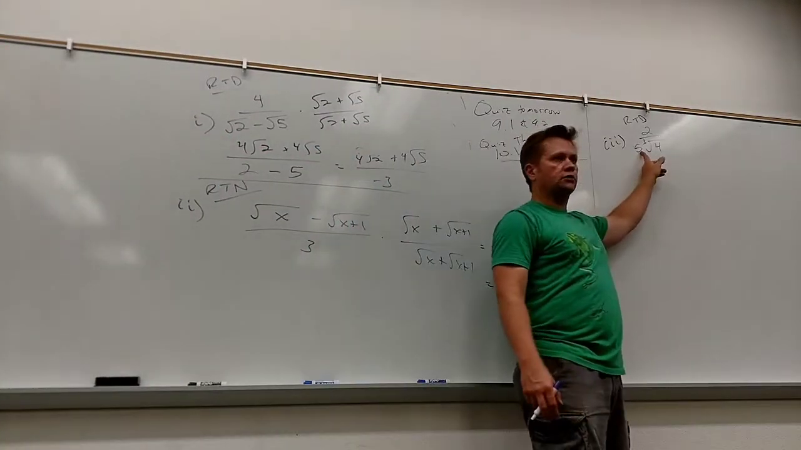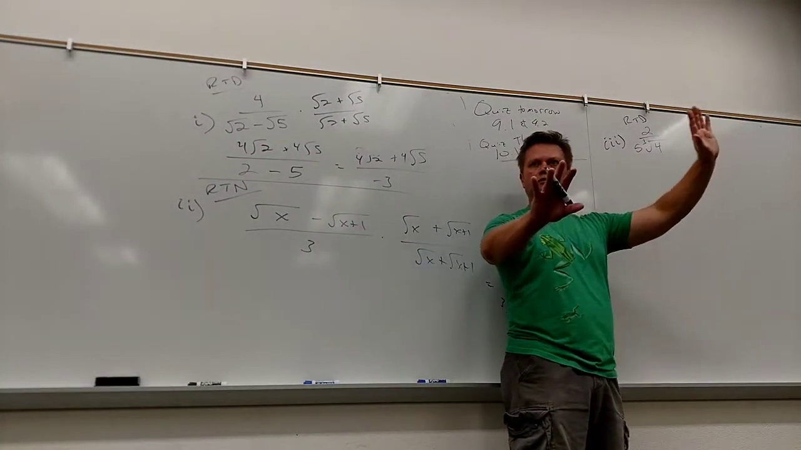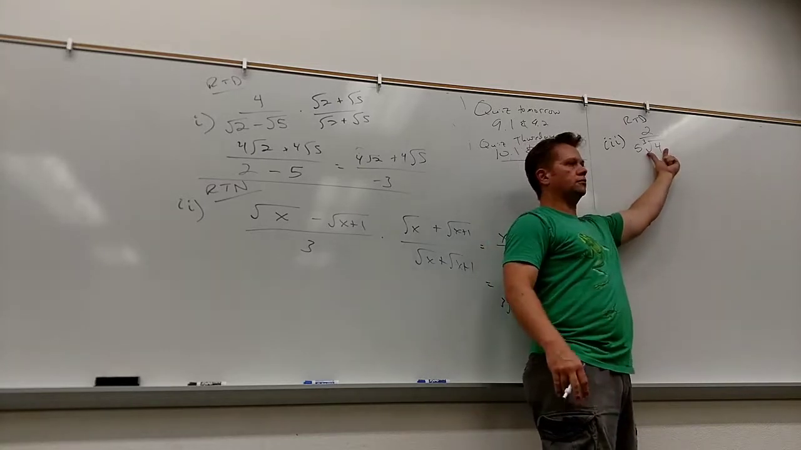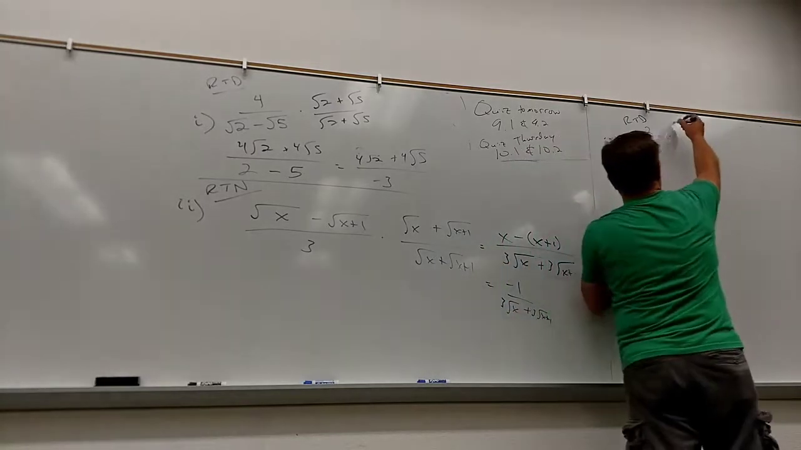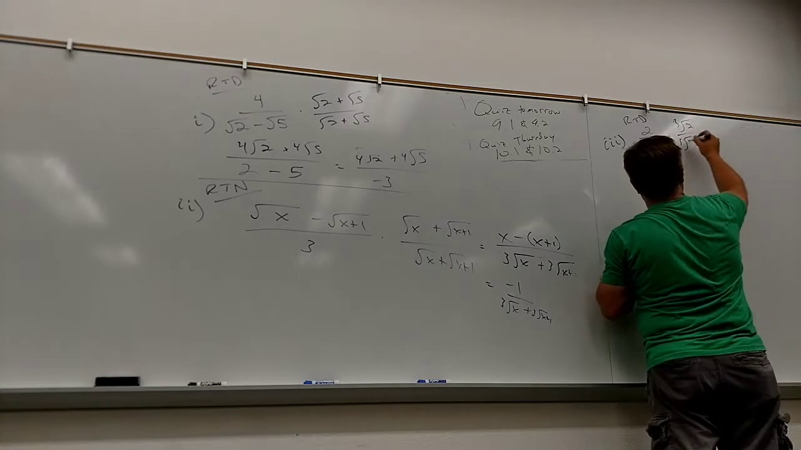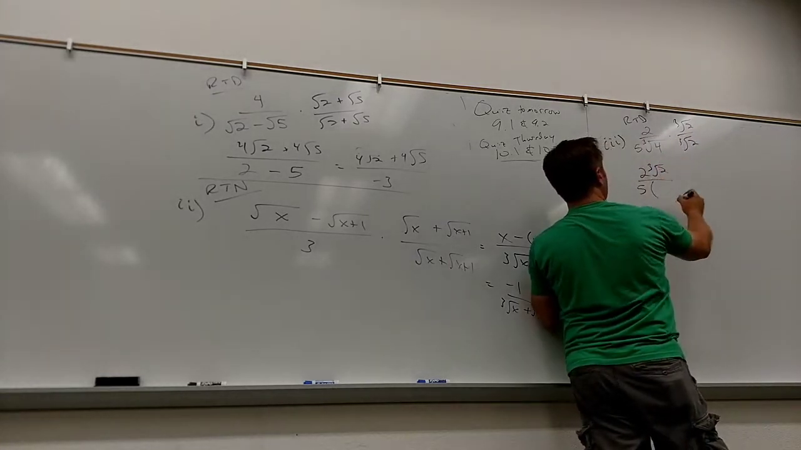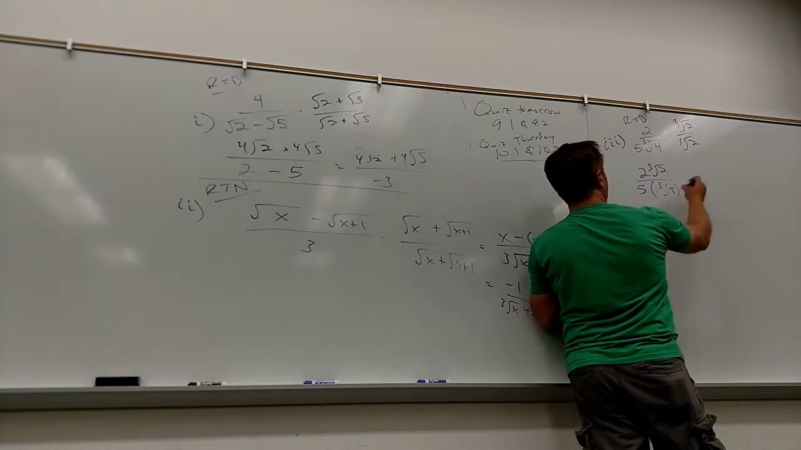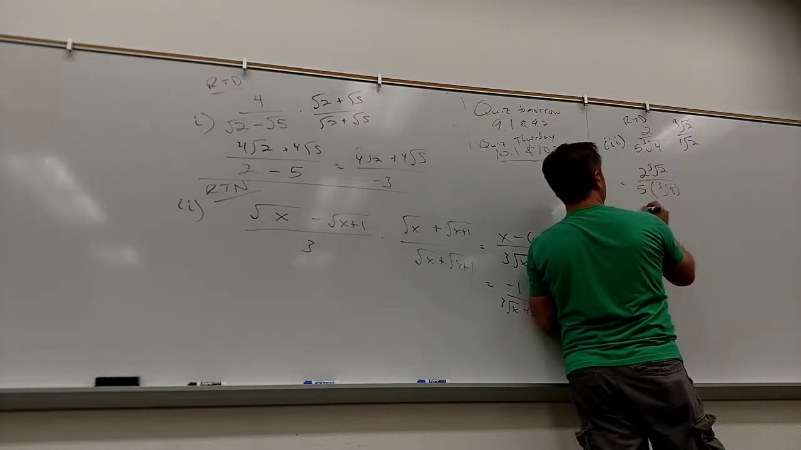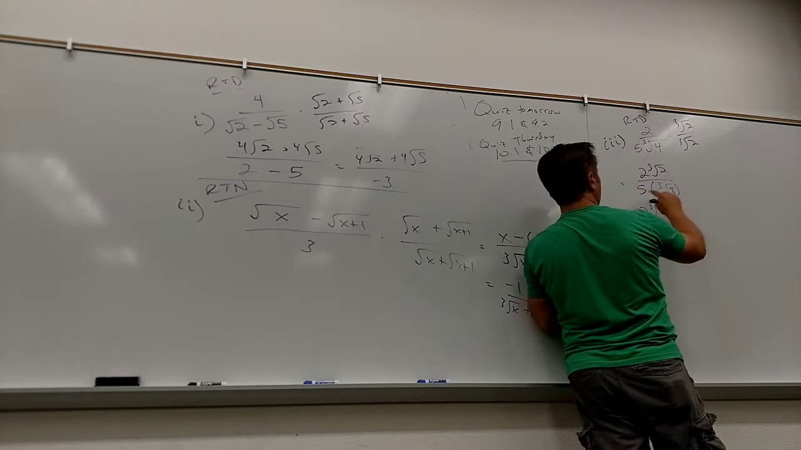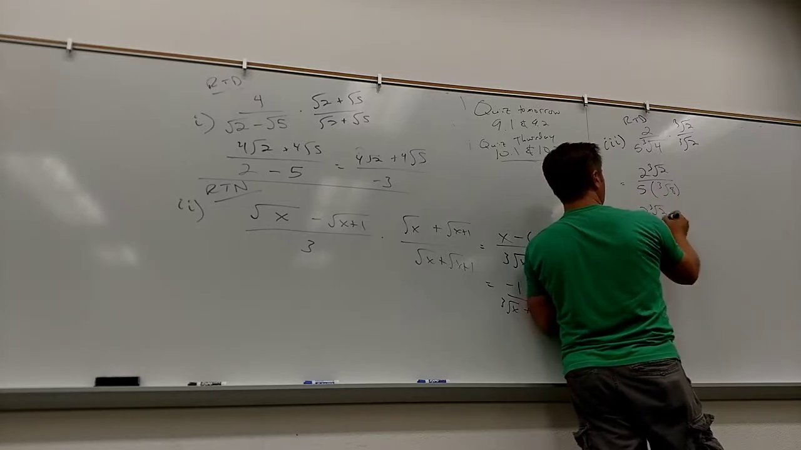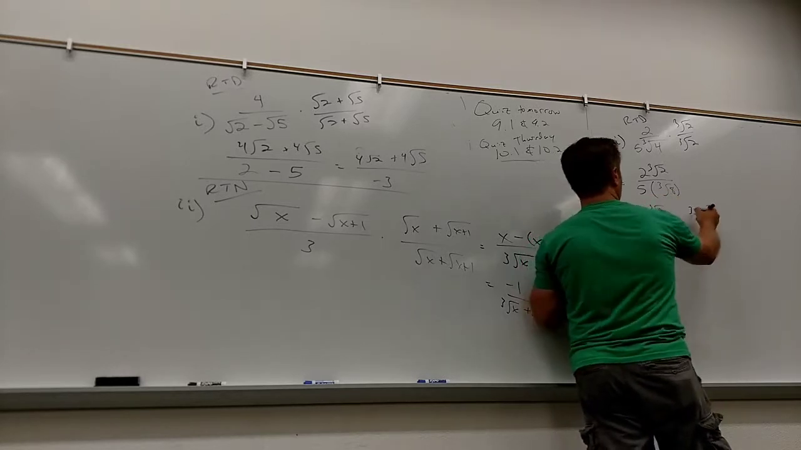That 5 isn't doing anything to me. It's already rational, so I don't even consider it. This is the part that needs help. So you multiply it by the 2 it's missing. So now I get 2 cube root of 2 over 5 times the cube root of 8. But what's the cube root of 8? 2. So 5 times 2, those 2's cancel. So you get cube root of 2 over 5.